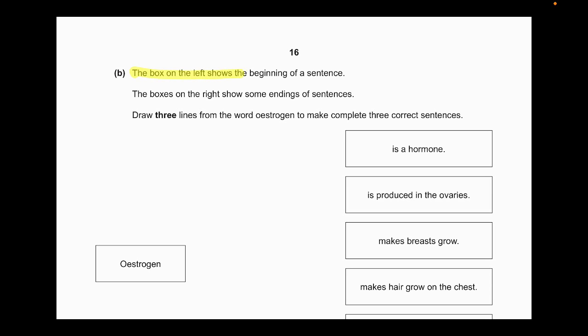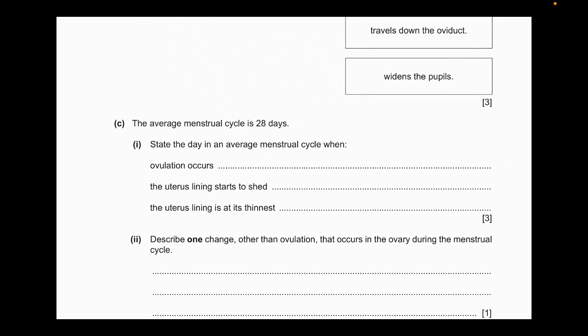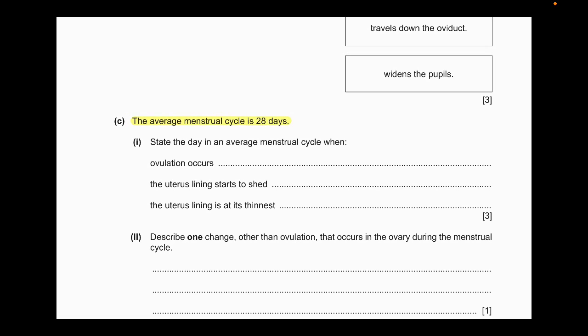The box on the left shows the beginning of a sentence. The box on the right shows some endings of sentences. Draw 3 lines from the word estrogen to make 3 correct sentences. So estrogen is definitely a hormone. It is produced in the ovaries. It makes breasts grow. Yes, it increases secondary female characteristics. It makes hair grow on the chest. No, it doesn't. Travels down the oviduct. No, it doesn't. Widens the pupils. No, it doesn't.